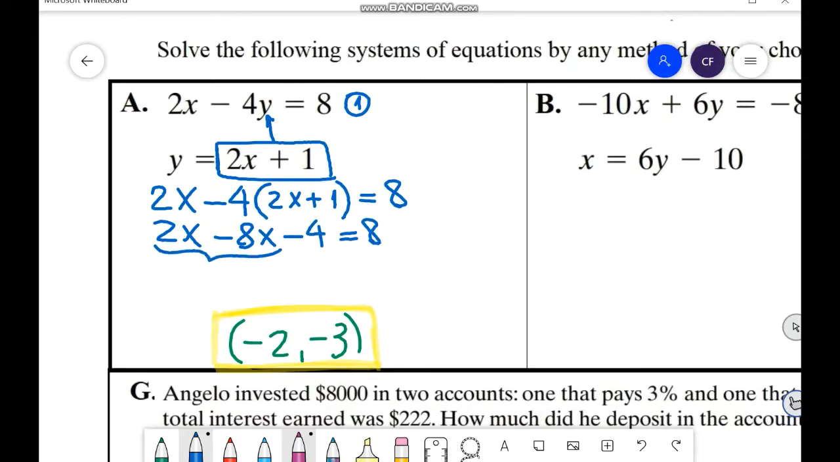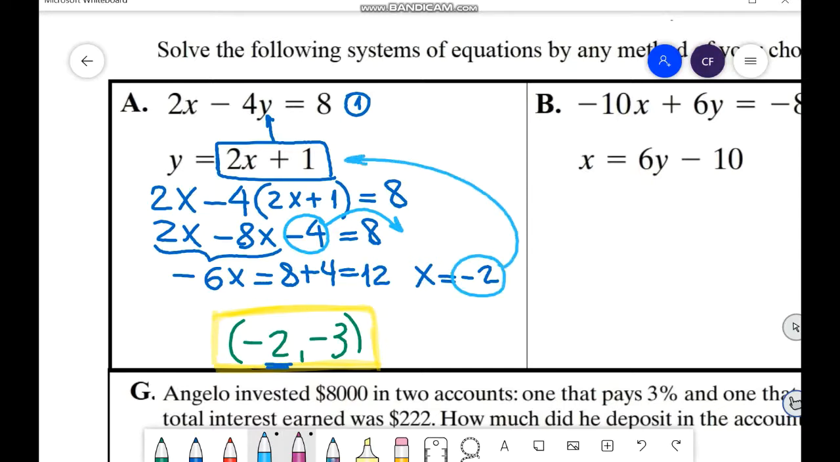Combine like terms, then you're going to have -6x, and move this to the other side, then you will have 8 plus 4. 8 plus 4 is 12. -6x equals 12. X equals, divide 12 by -6, -2. See, the same answer. And let's plug in on this equation here.